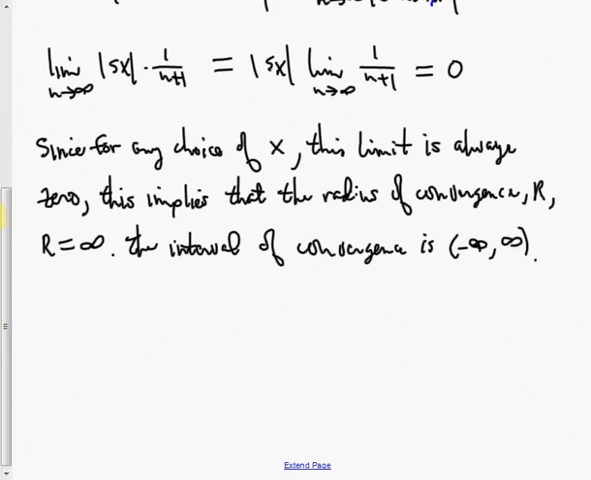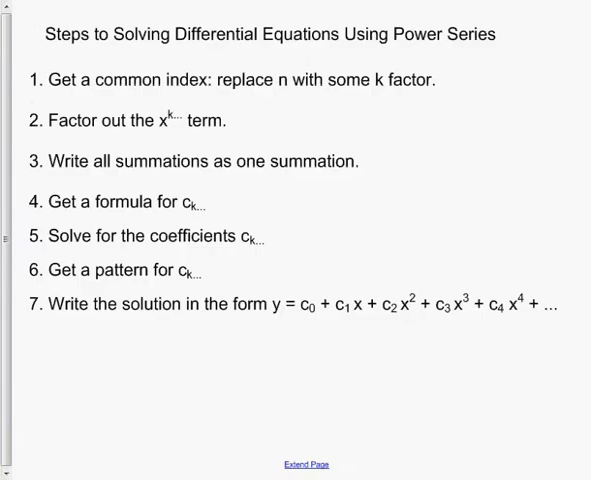So the next phase that we look at is how to solve a differential equation using power series. What I'm passing out is what I have here, but I want you to see it as we work the problem as well. There are 7 steps to solving a differential equation using the power series. As we work the problem, I refer to these steps. You want to get a common index, and I'll show you what that is. Replace n with some k factor. That k term would be the index. Factor out x to the k in some way. Write all the summations as one common summation. Step 4, get a formula for c sub k.